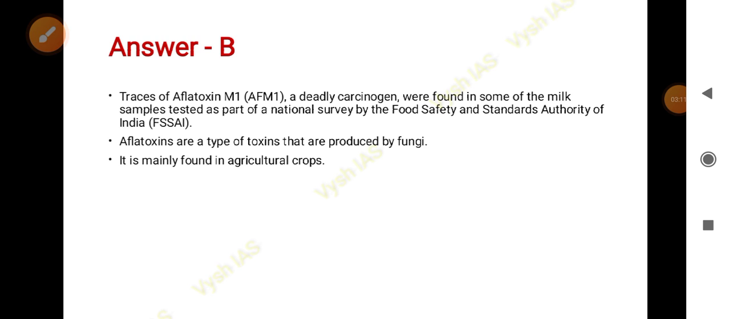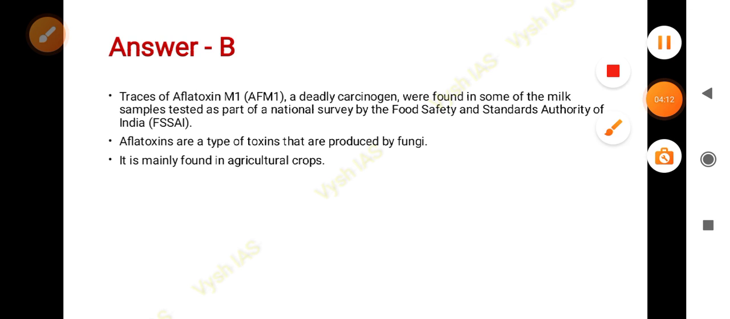There was a question on aflatoxins in previous years' prelims, so that's why I've included this. AFM1 is a type of aflatoxin, called aflatoxin M1. That's how the name AFM1. The traces of this aflatoxin M1, which is actually a deadly carcinogen, were found in some of the milk samples tested by FSSAI, the Food Safety and Standards Authority, some years ago. It was also found that milk from Kerala, Tamil Nadu, and another state, I'm missing the name, was high in aflatoxin. The content of aflatoxin was more in the milk of those states.